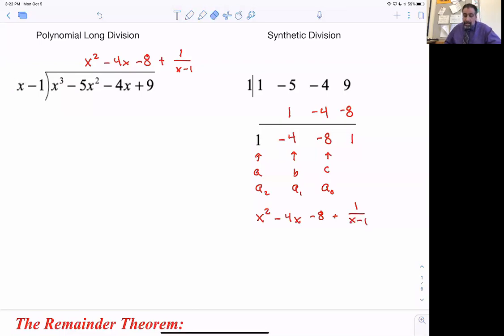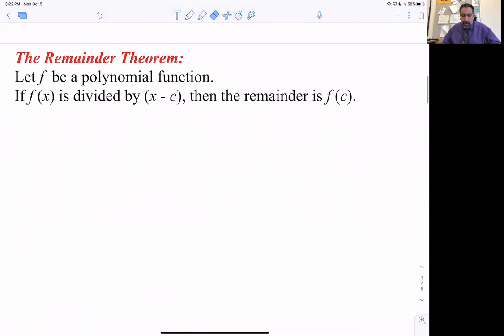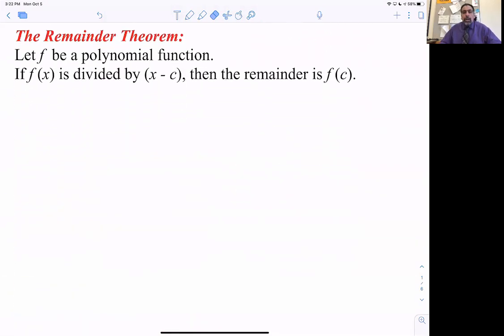So we will get the same answer. If you're more familiar with synthetic division, feel free to use synthetic division on all of these problems. So that's just a little review on how to divide polynomials, whether you use long division or synthetic division. We need to understand this because we're talking about the remainder theorem today. And when you're talking about the remainder, you're talking about division.